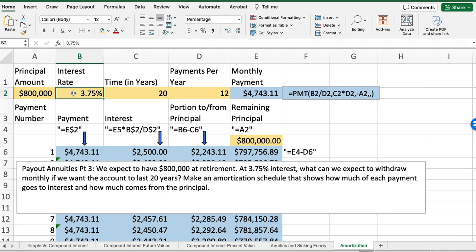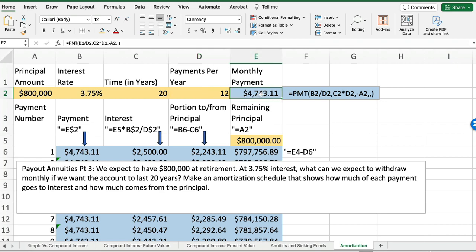I put in the 3.75% in column B for the interest rate. This is all going in row 2 now. In C2, we put our time in years, which is 20. In D2, we put our number of payments per year, which is 12.